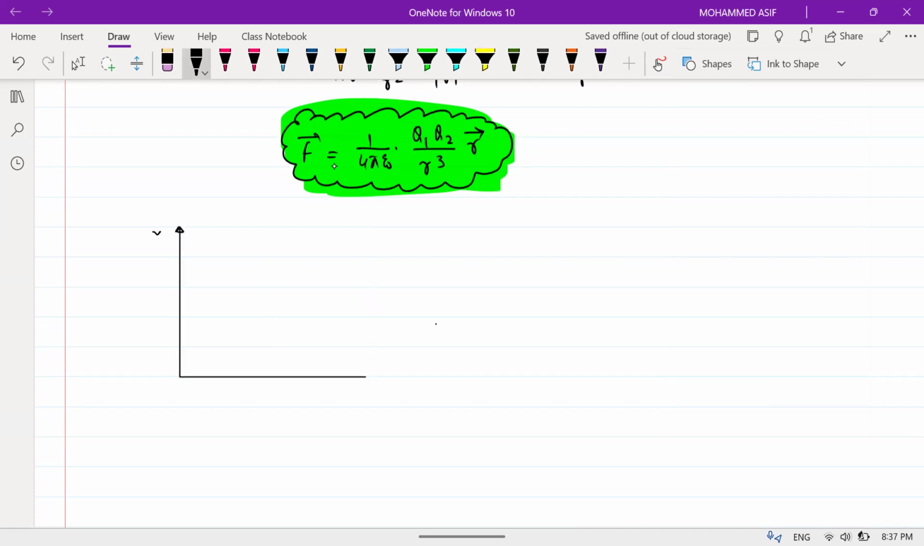This is your y coordinate, this is your x coordinate, and this is your origin. Suppose the charge here is Q1, and here is the charge Q2. You know that the line joining the origin to this point will be the position vector R1 bar. And for the other point, the position vector will be R2 bar. The line joining Q1 and Q2 is known as the displacement vector, that is R2 bar minus R1 bar.